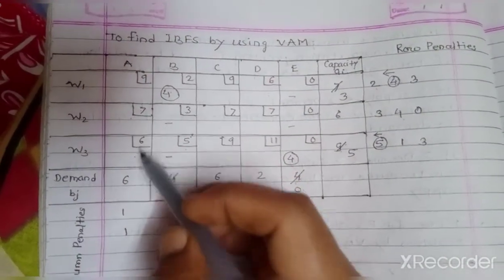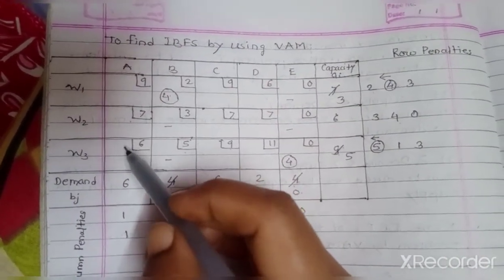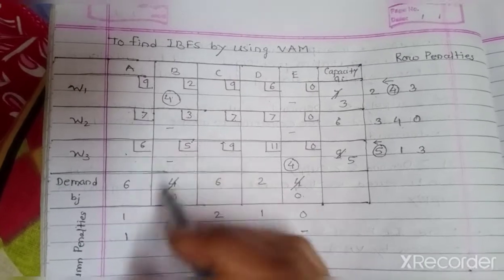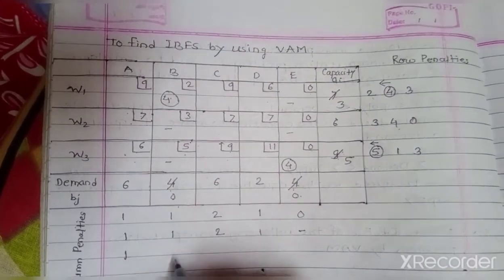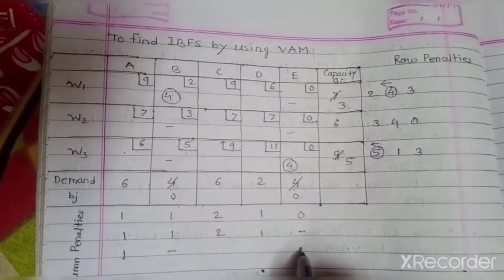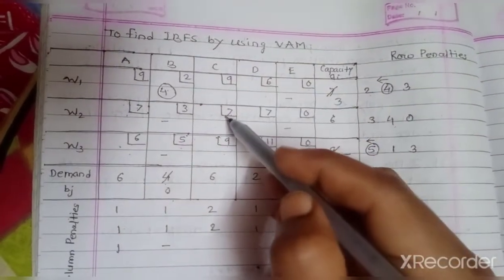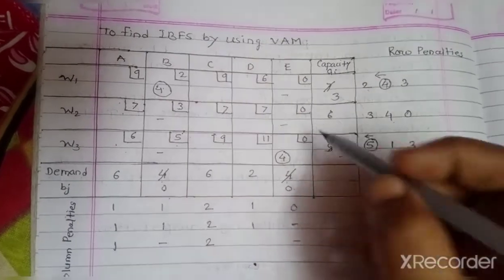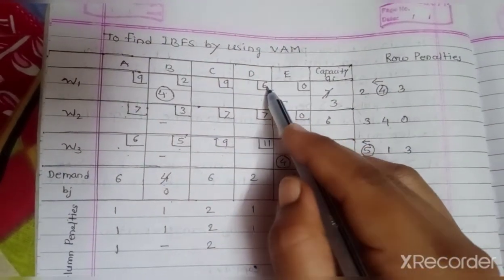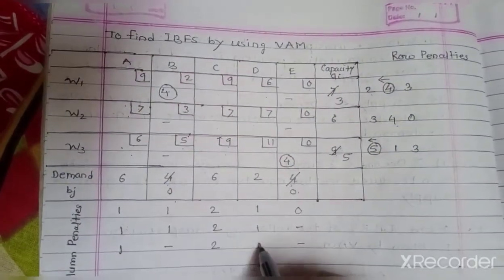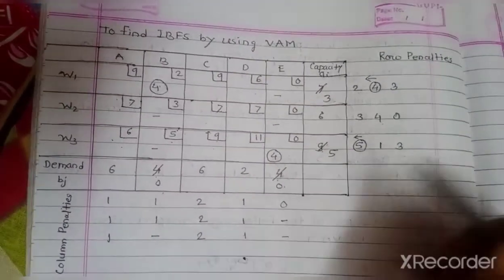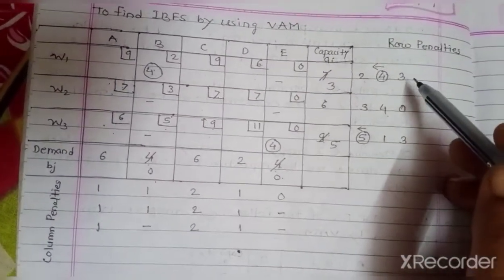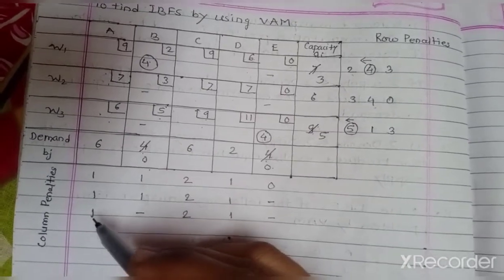Again find out the column penalty. Least cost is 6, next least cost is 7, difference between them is 1. Here is a 0, so we mention the dashes. Here the least cost is 7, next least cost is 9, difference between them is 2. So least cost is 6, next least cost is 7, difference between them is 1. So again among the row penalties and column penalties, we have to check which one is the maximum.